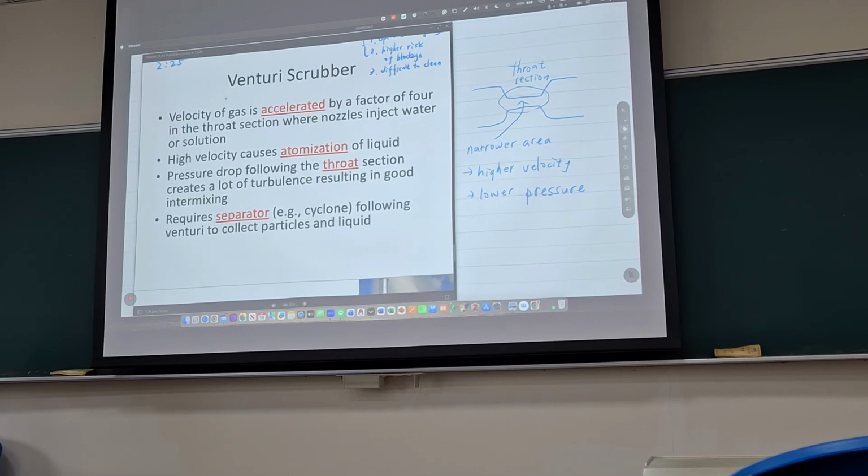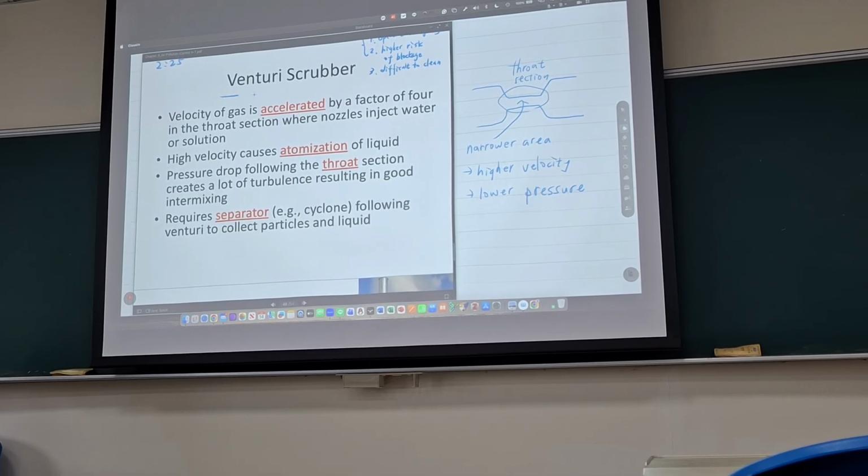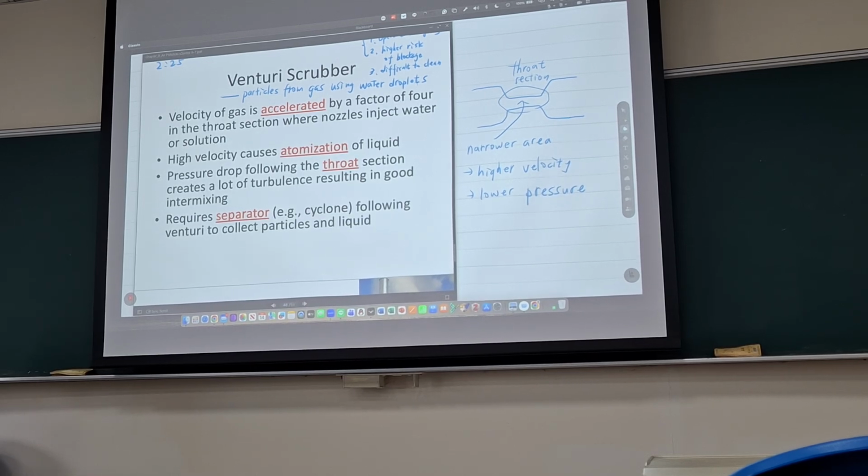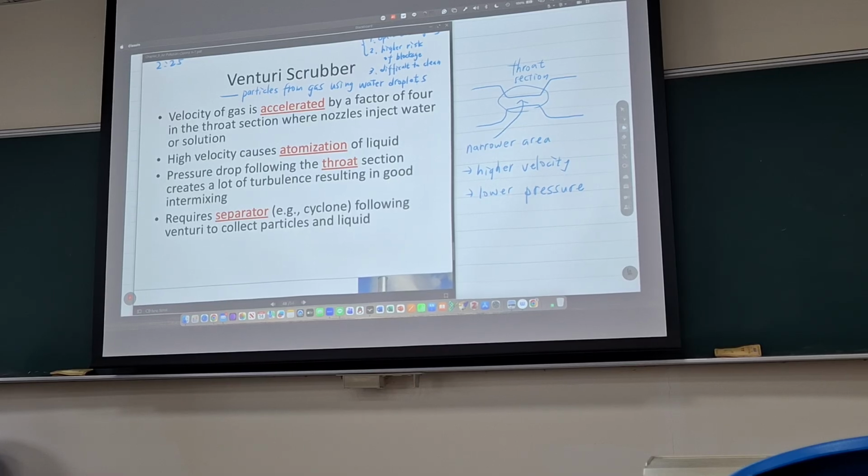Okay, so this kind of device helps us to remove particles from gas using water droplets. Okay, Venturi scrubbers are good for removing particles from gas using water droplets.